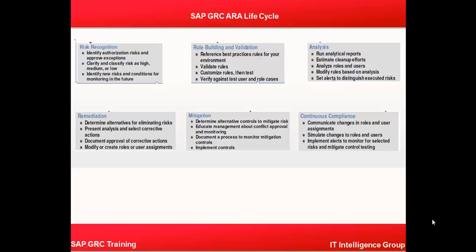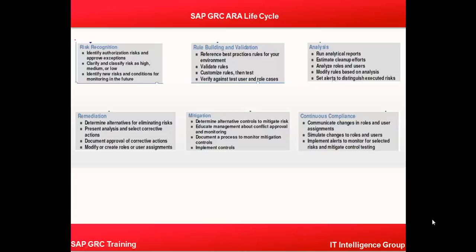Then clarify and classify risk as high, medium or low. So 3 levels of classification. Basically we need to classify depending on the requirement, could be critical, high, medium, low, but classification is important. Then identify new risks and conditions for monitoring in the future. So that is the identification phase, risk recognition.